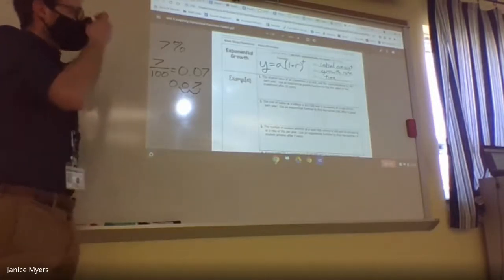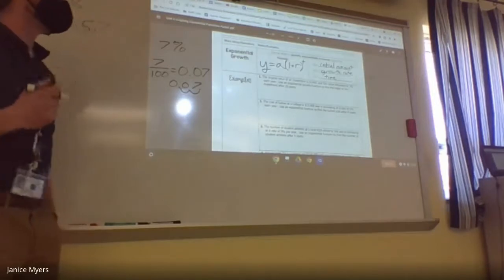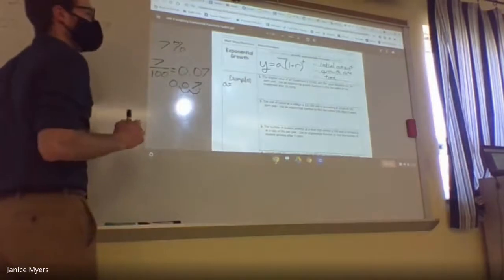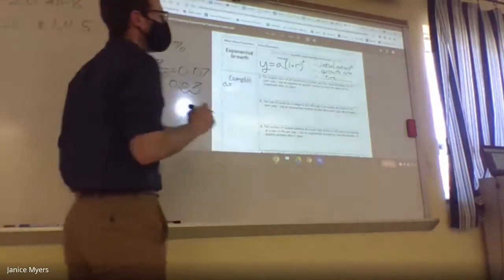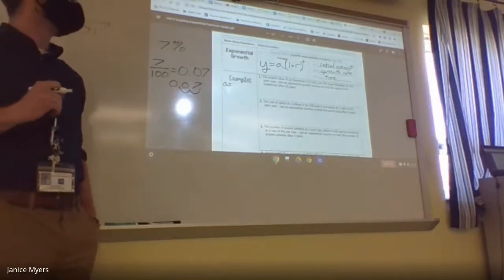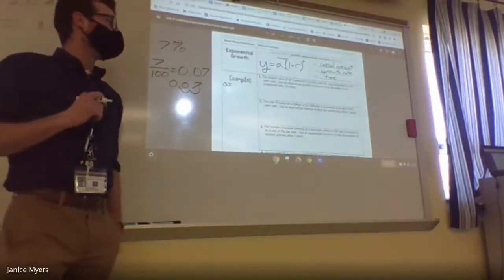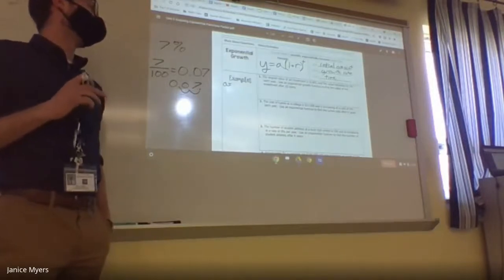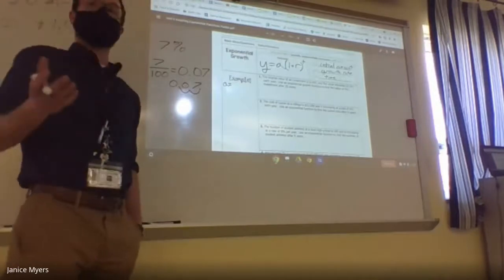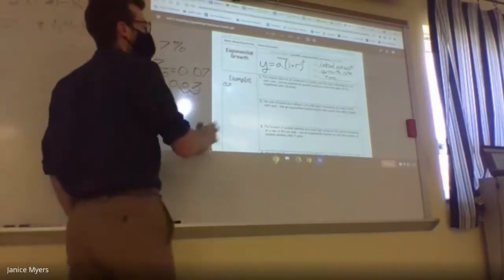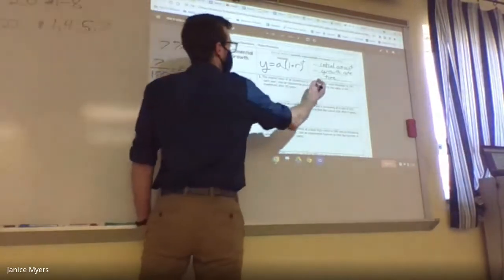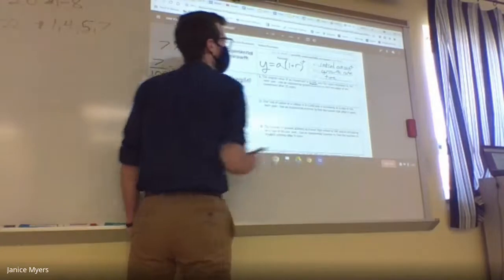So, looking at the first problem, let's identify our variables. So, we've got our A, which is our initial amount. The first problem says the original value of an investment is $1,400 and the value increases by 9% each year. Use an exponential growth function to find the value of an investment after 25 years. So when you approach one of these word problems, if it helps you, you're going to want to underline stuff. So as I read this, the original value of an investment, okay, that's going to tell me what my initial amount's going to be. I can underline that.